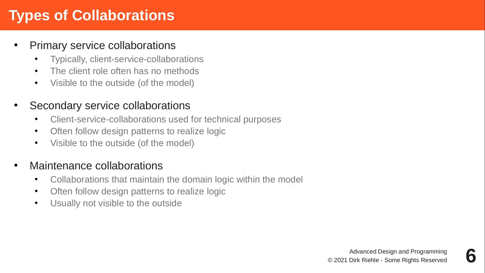And then there are what I call maintenance collaborations here, a third type of collaboration which serves to maintain the inner logic of the domain model among the objects that are instances of the classes from the domain model. So for example, within a group of graphical objects, as you resize it, you may have state change notifications flying around so that changing one object has effects on other objects and that's properly recognized. So there's no external client. The clients, if you will, are internal to the object, but they exist to maintain the logic of the group of objects.